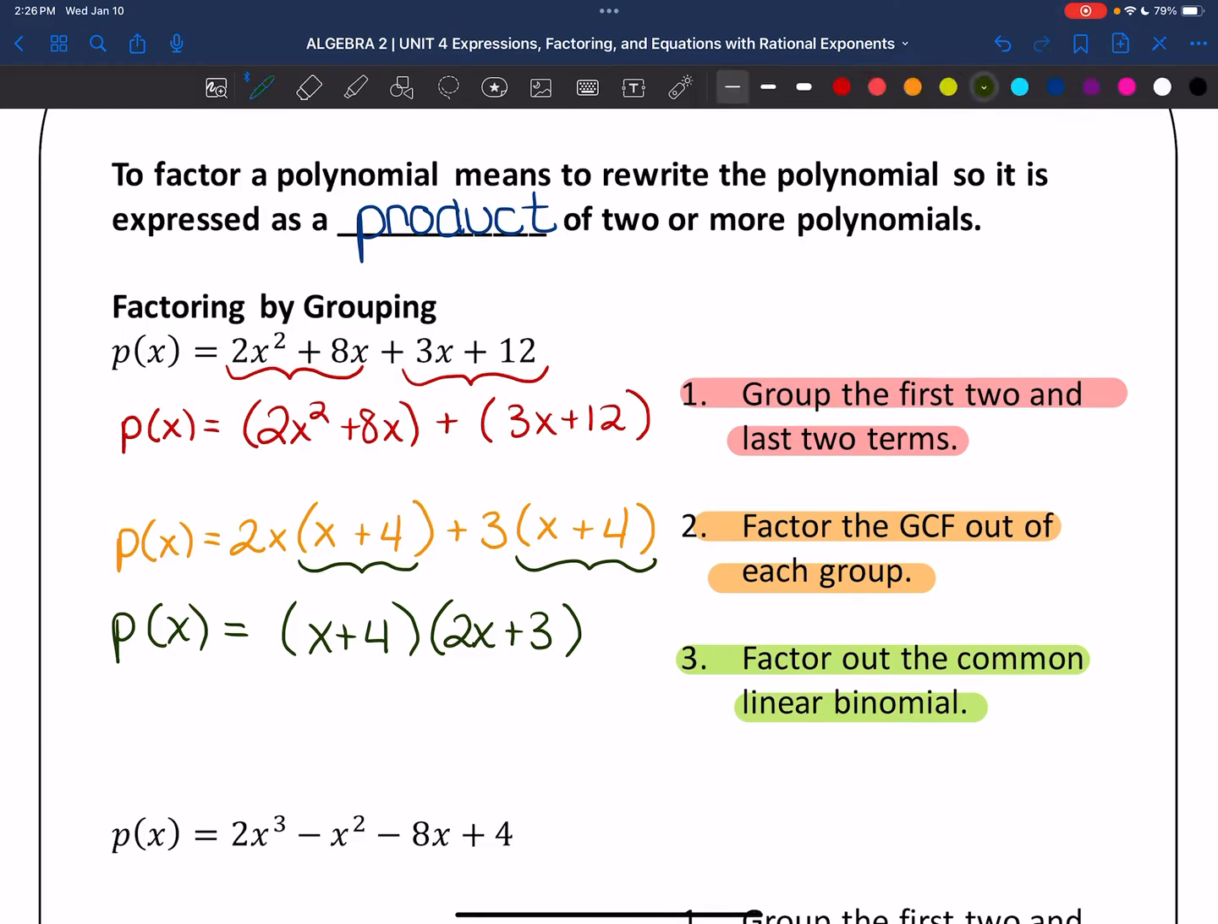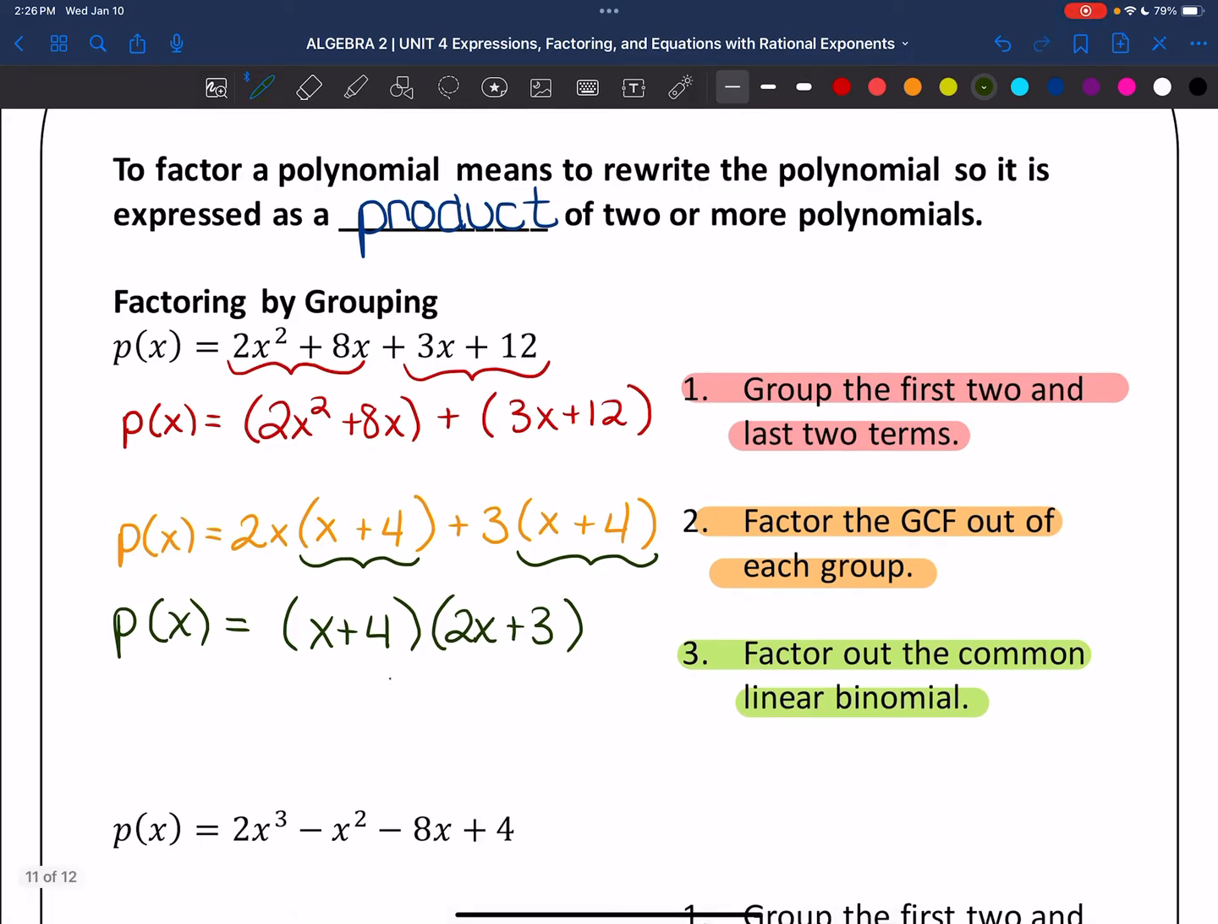We have 2x plus 3 multiplying with x plus 4. We have factored out that common linear binomial. And now what we have are 2 factors, right? These are both my factors.